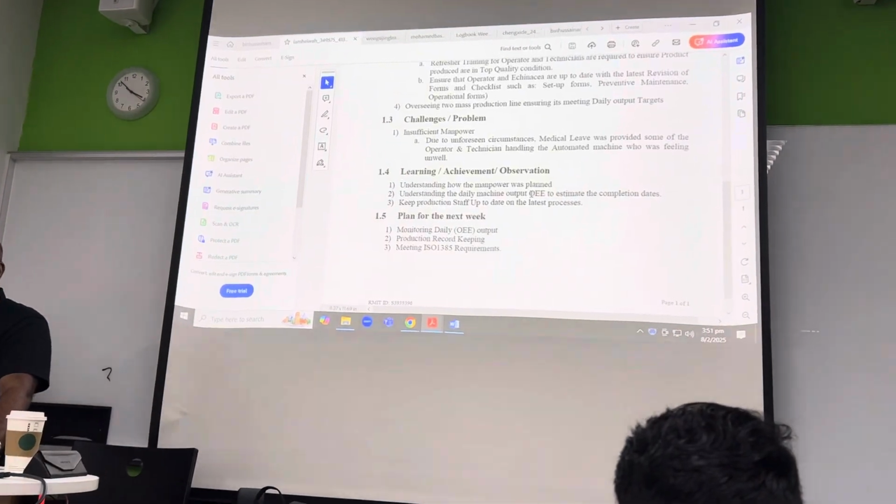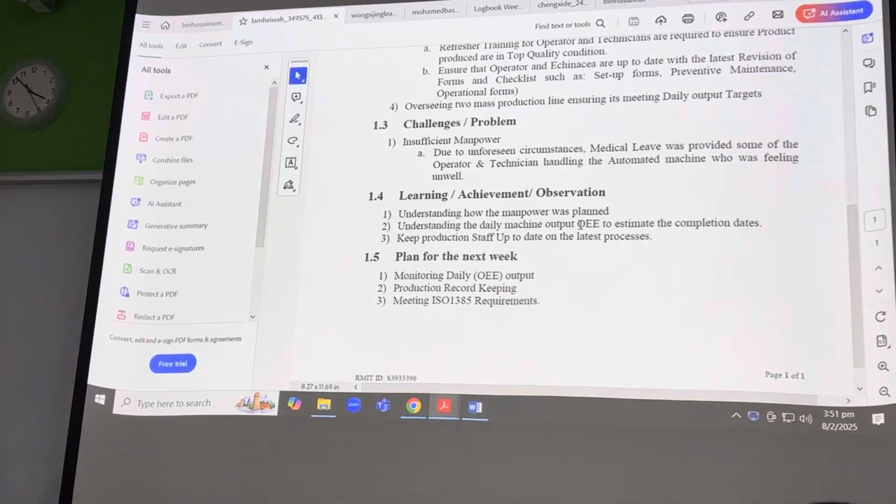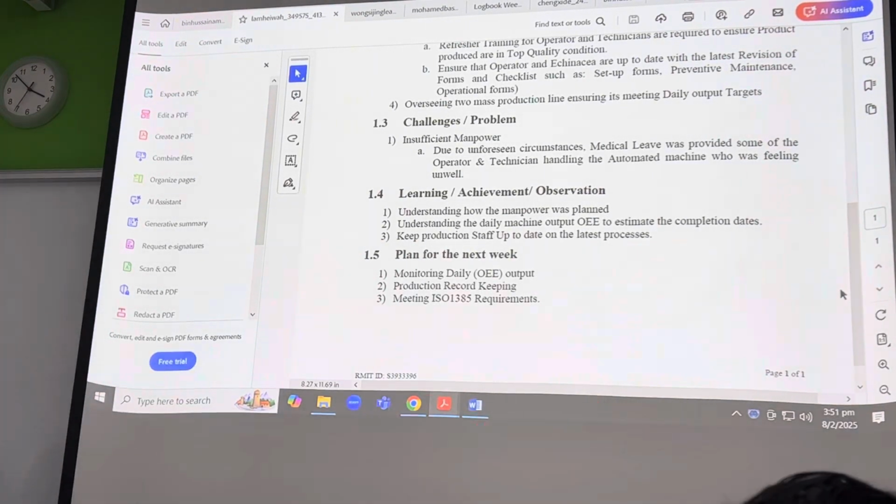So what is OEE? Does anyone know what OEE is? Overall equipment efficiency. Yeah, overall equipment efficiency. Right? So this is very, very common in process engineering. People who monitor the equipment, monitor the process of the equipment.